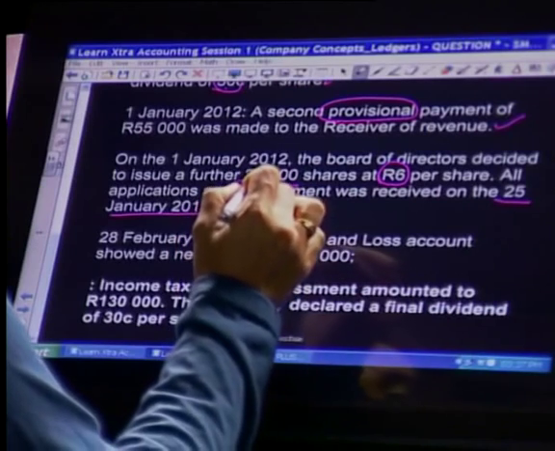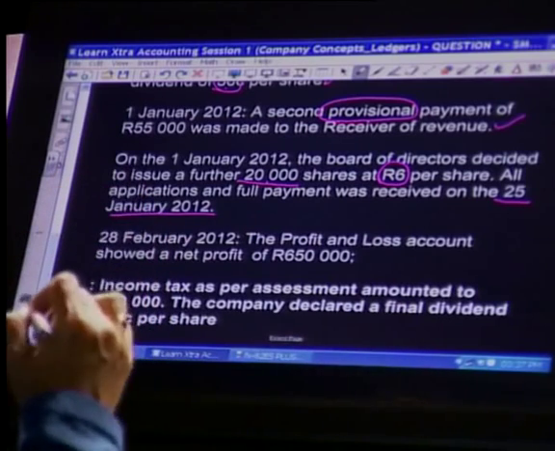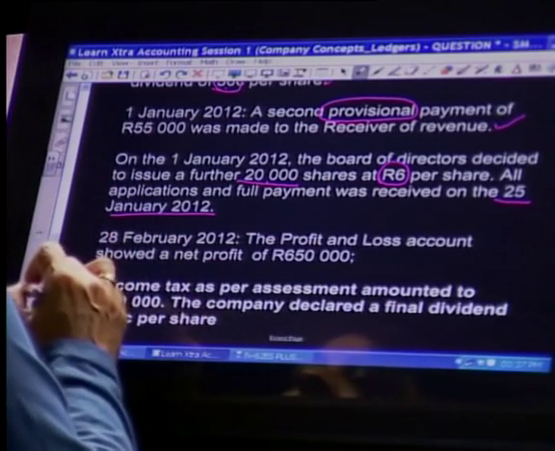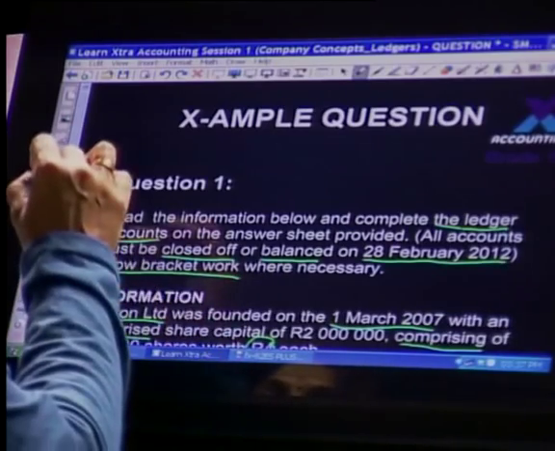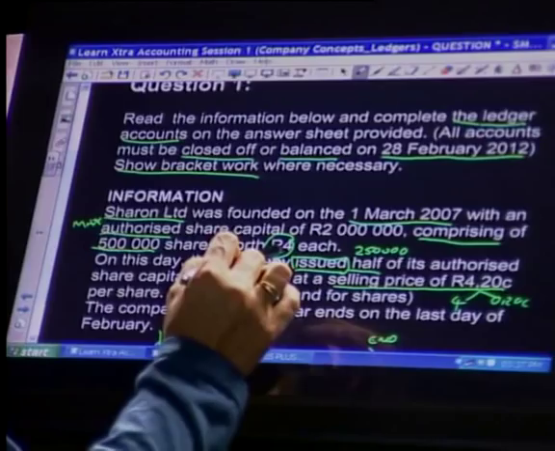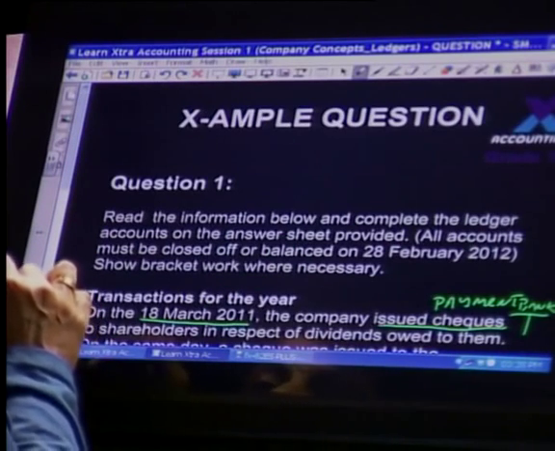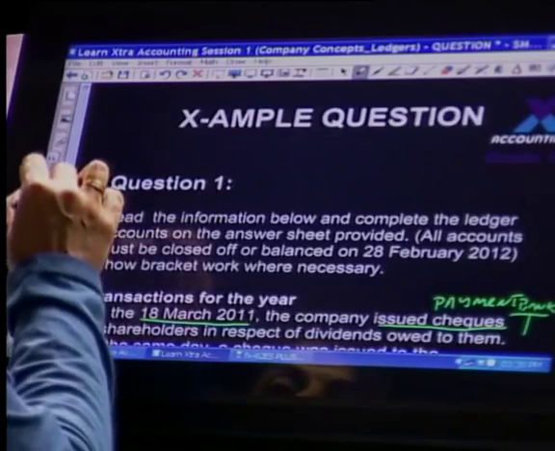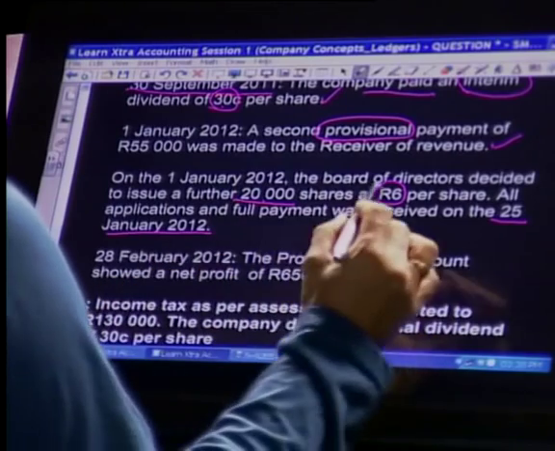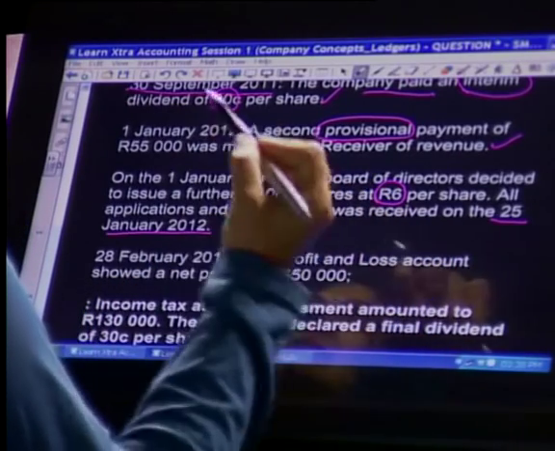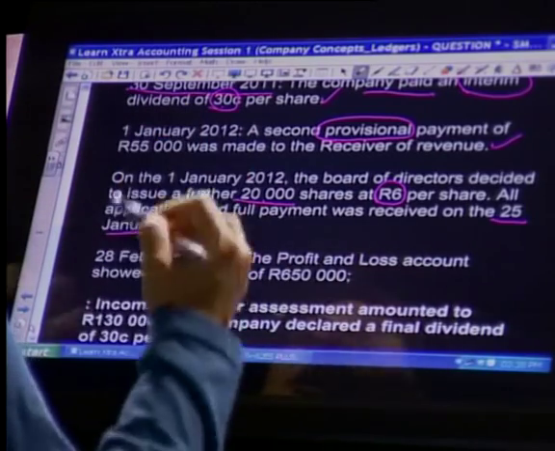Now remember, 20,000 shares issued at 6 Rand. But what was our par value? Let's go back to the beginning of the question. Right at the beginning, they mentioned the par value was 4 Rand. So par value is 4 Rand. Shares were sold at 6 Rand. In other words, shares were sold at a premium higher than par value.